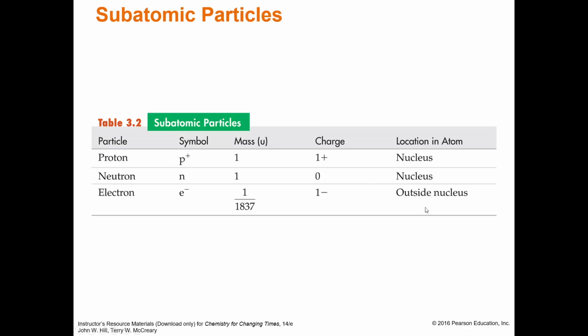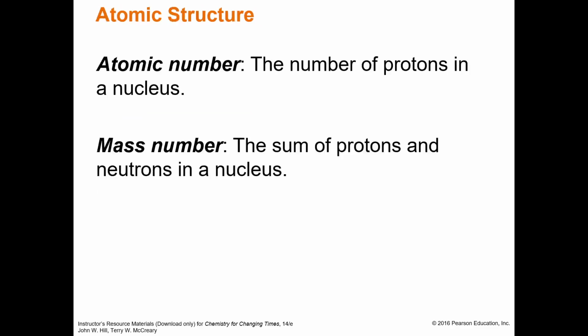Now, the outside of the nucleus is where these electrons are typically located. And they're small enough themselves that they sort of drift and pop around in that outer part outside the nucleus. The atomic number you see on a periodic table of the elements is the number of protons in a nucleus. The mass number that we've been talking about that you also see on a periodic table of the elements is the sum of your protons and neutrons in a nucleus.